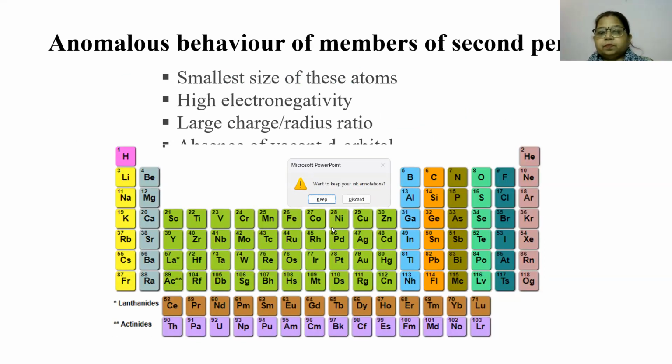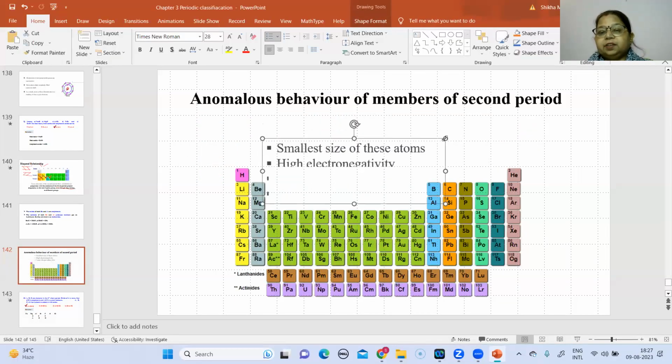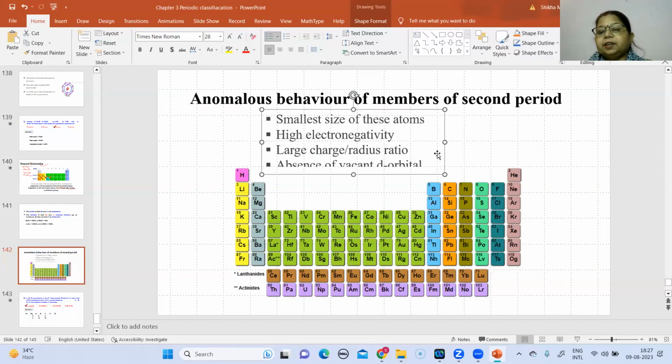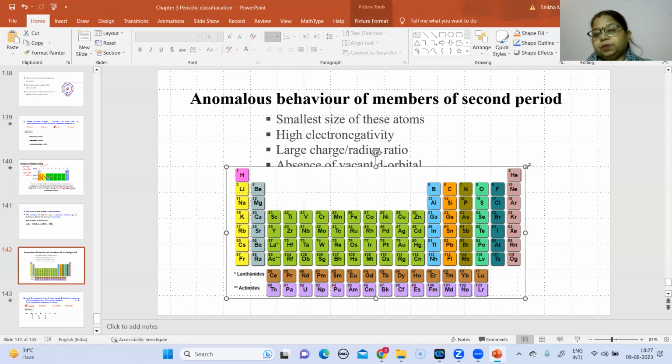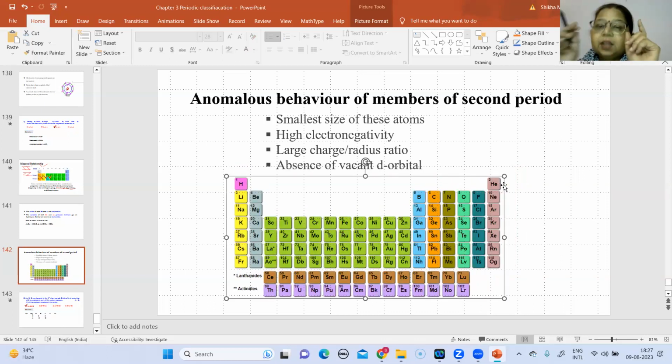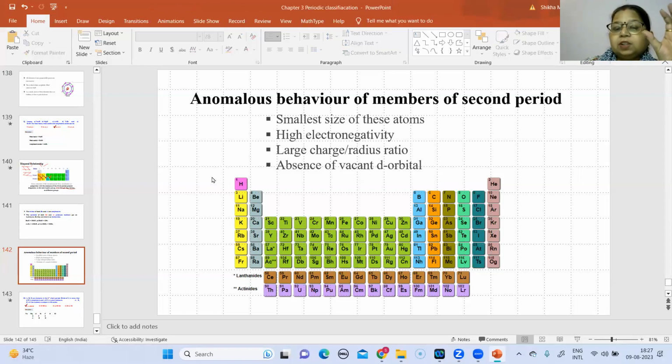Moving on. Why does it happen? Why do certain elements show diagonal relationship? That is also an important and interesting question. So we say that they show certain similarity in properties. I've just put the periodic table also so that it is easier for me to explain how it changes. The smallest size of these atoms, if you remember, they have a very small size, right? Then high electronegativity. They are on the left-hand side of the periodic table. They have high electronegativity, large charge to radius ratio, and absence of vacant d orbital.